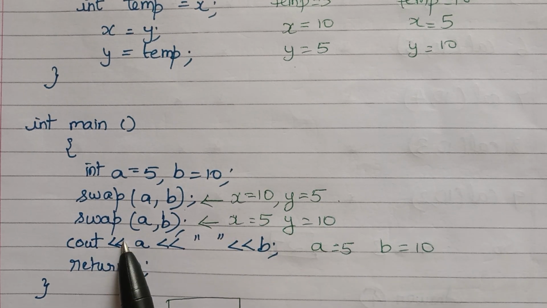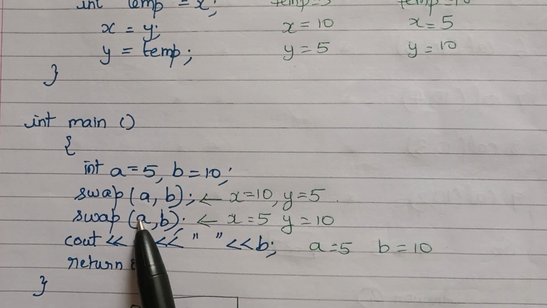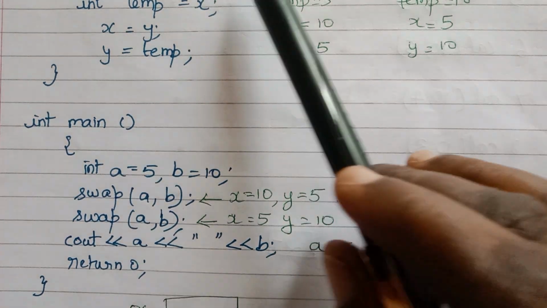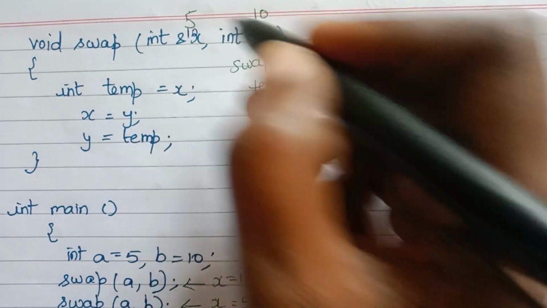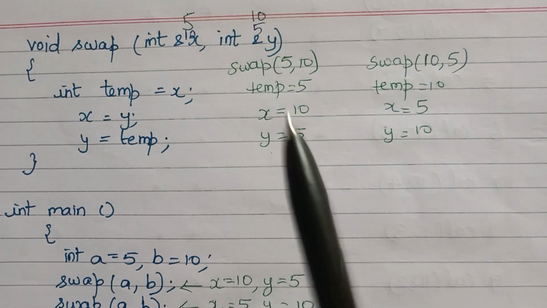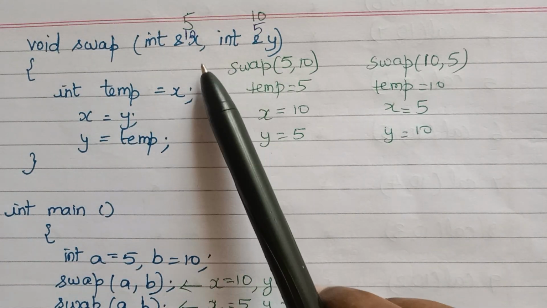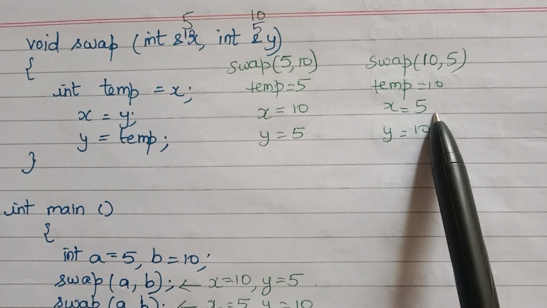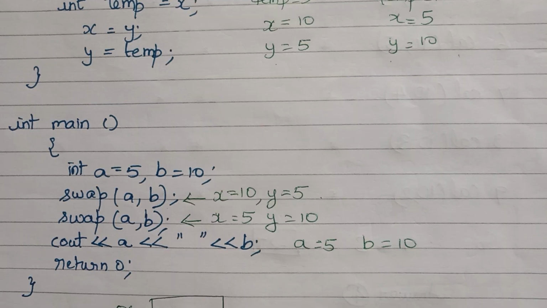Now again you have a swap function with a and b. So here the values x is 10 and y is 5 are passed to this swap function. Now when these values are swapped, x will be 5 and y will be 10. That is, the original values are obtained again. So x equal to 5 and y equal to 10.